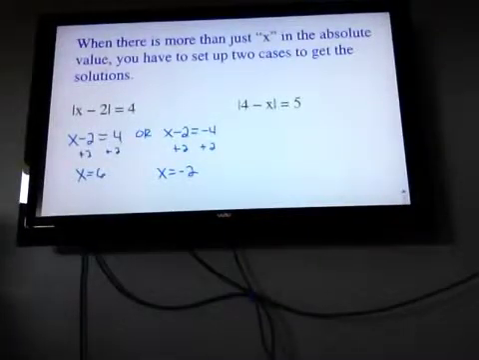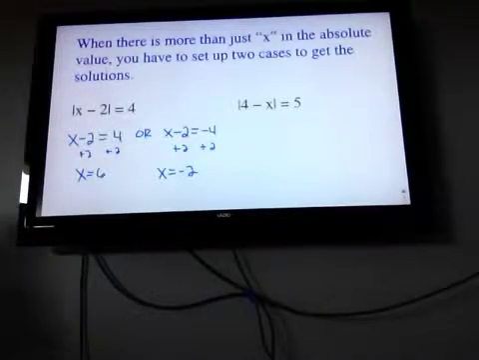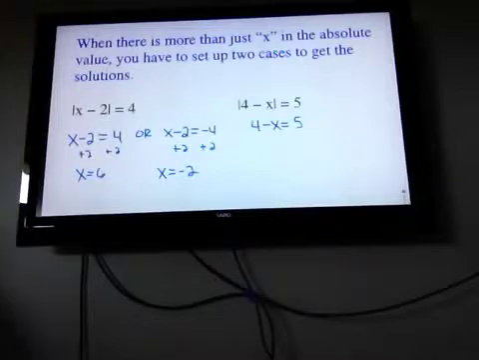Okay, so my next one. Absolute value is isolated. I know it looks like 14. I should have typed it a little bit better in my math program, but it looks like 14. It's the absolute value of 4 minus x equals 5. Case 1, think 2 answers. Case 1, you set up just like it looks. 4 minus x equals 5.